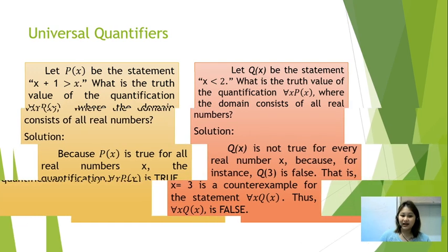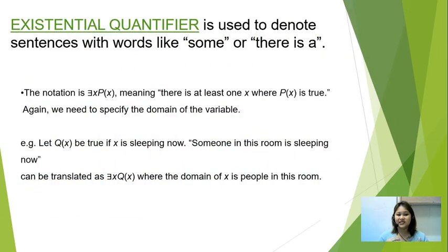Okay? Unlike in existential quantifier, you have used to denote sentences with words like some or there is a. So the notation, there is at least one x where p of x is true. Again, we need to specify the domain of the variable. So we have here the given, someone in this room is sleeping. So this is the same sentence given before.